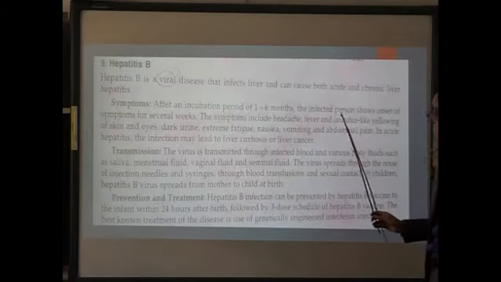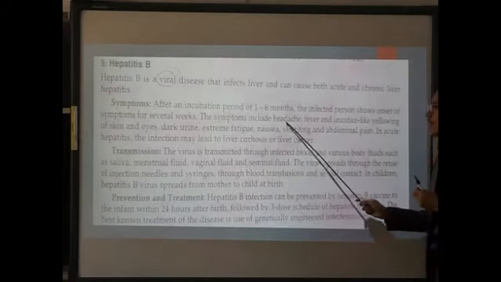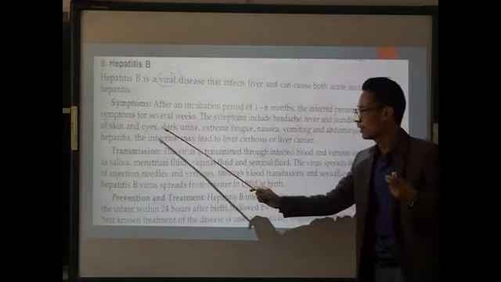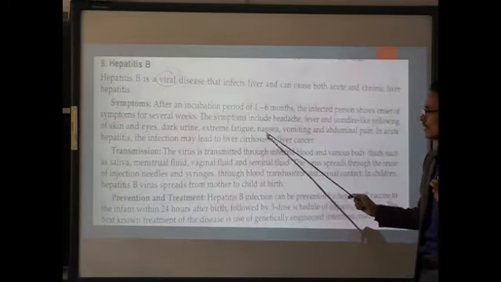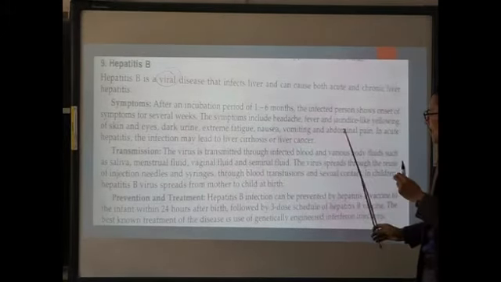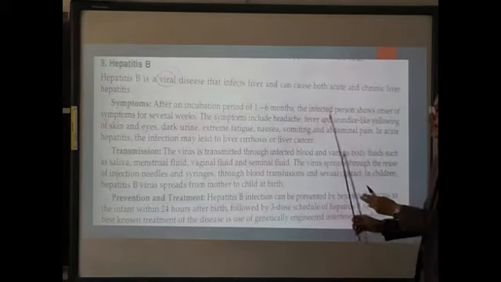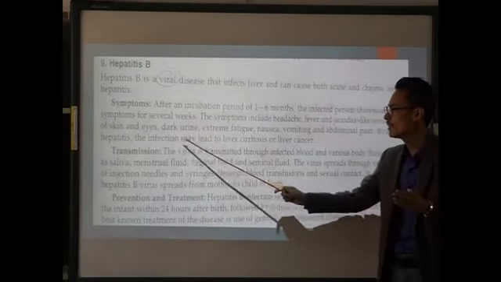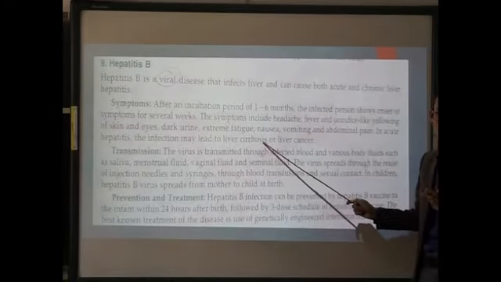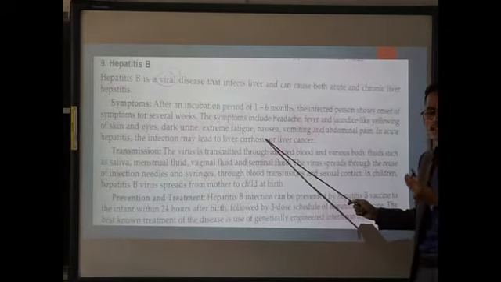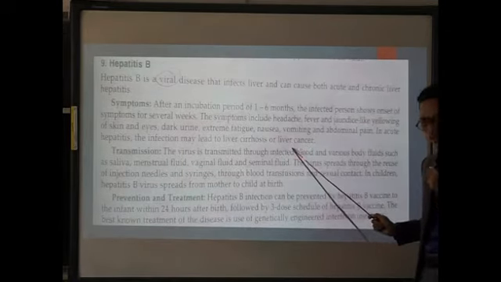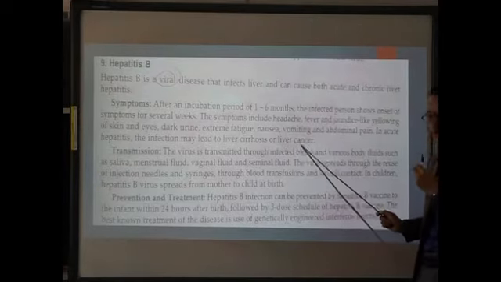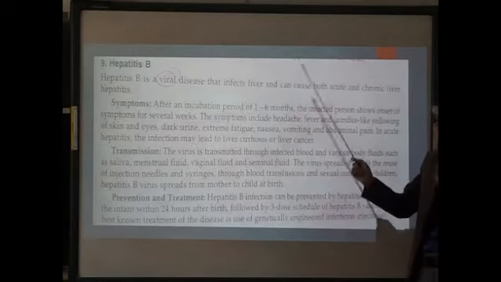Infected persons show what type of symptoms? Let's say headache, fever, jaundice like yellowing of skin and eyes, dark urine, extreme fatigue, nausea, vomiting, abdominal pain. These are the symptoms of hepatitis B. Now in acute hepatitis, the infection may lead to liver cirrhosis, that means the liver cells start dying, or liver cancer. If the case becomes chronic, that will lead to liver cancer. So these are the general symptoms of hepatitis B.